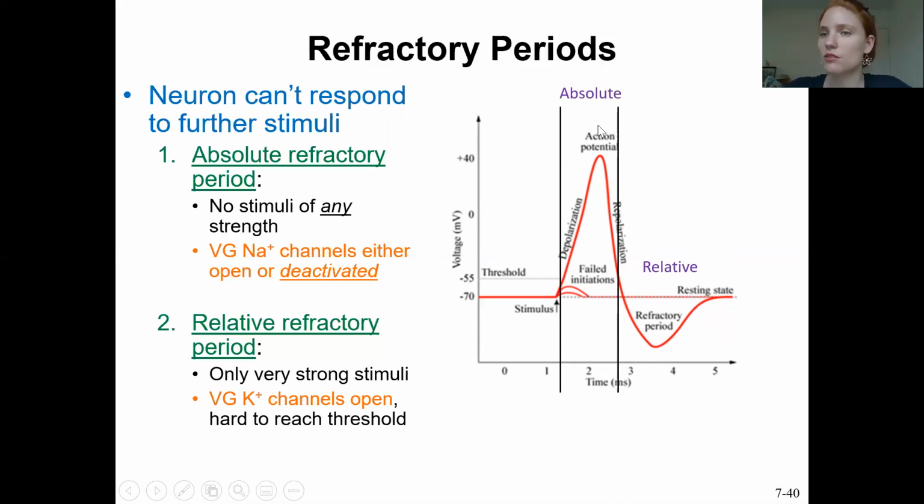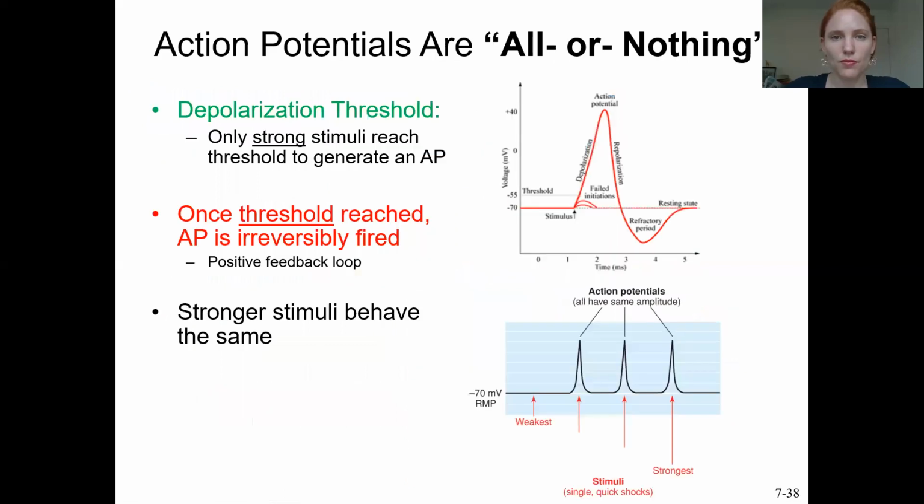Okay, so absolute: cannot do it, doesn't matter how strong the stimulus is. Relative: can do it, but it has to be very, very strong because you're already so negative. You have to get all the way back up to here. So that is why action potentials are all or nothing. They cannot do summation because of those refractory periods. Even if you increase the strength, you cannot create a stronger action potential. Once you reach the threshold, it fires the same way every time.